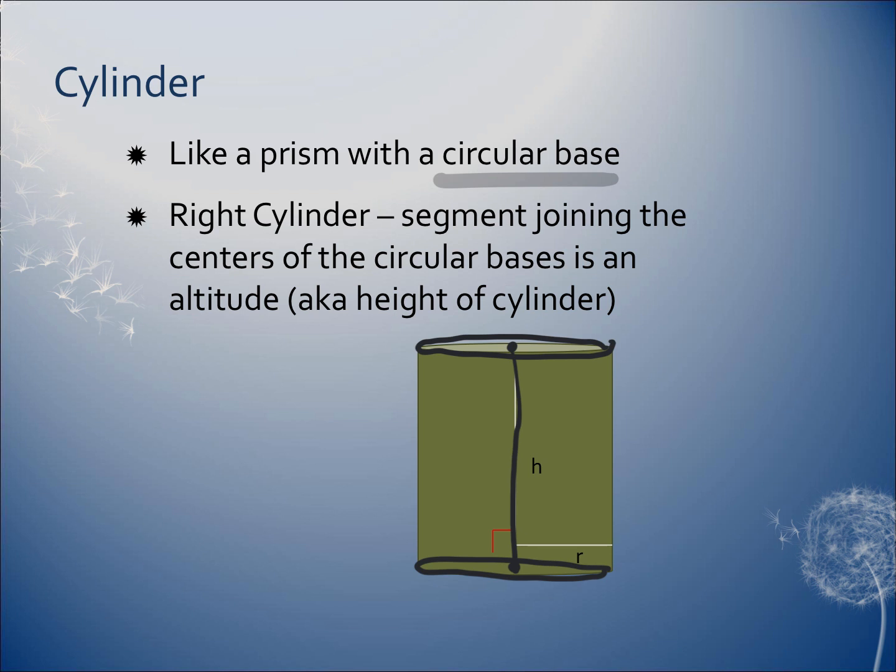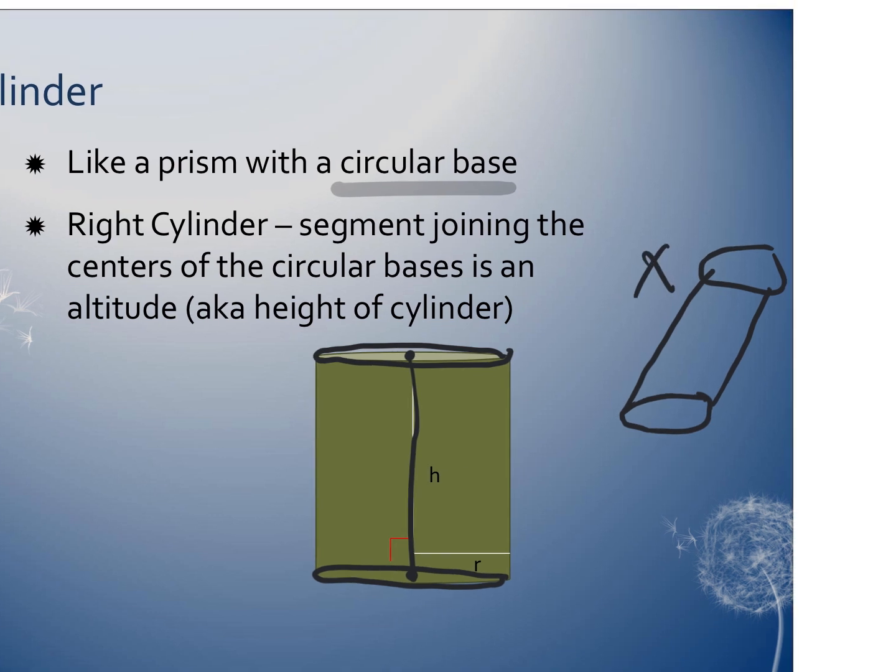An example of not a right cylinder would be one that's kind of slanted. Do you guys see how this one is not straight up and down? This would be an example of not a right cylinder, okay? So in this one, if you were to find the height, you would have to start at the center and draw a line down that's perpendicular with the base at the bottom, okay? This would be considered our height.